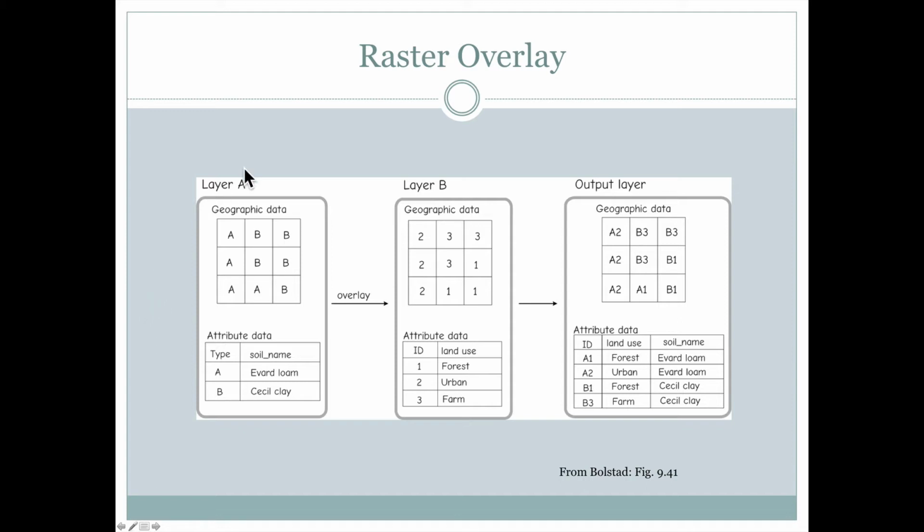We might have two layers, layer A and layer B here. One might have attribute types A and B, which are related to some soil name, and the other one might have some sort of ID, which is related to a land use. Each grid cell is going to have one value, and when they combine, a new grid is going to come out. Same number of grid cells, same location, but each of those grid cells is going to be linked to both of those values. So in this case, for example, 1A would be forest and Everwood loam type soil, and each grid cell is just going to have one of those combined values, and we'll be able to get back to those values.